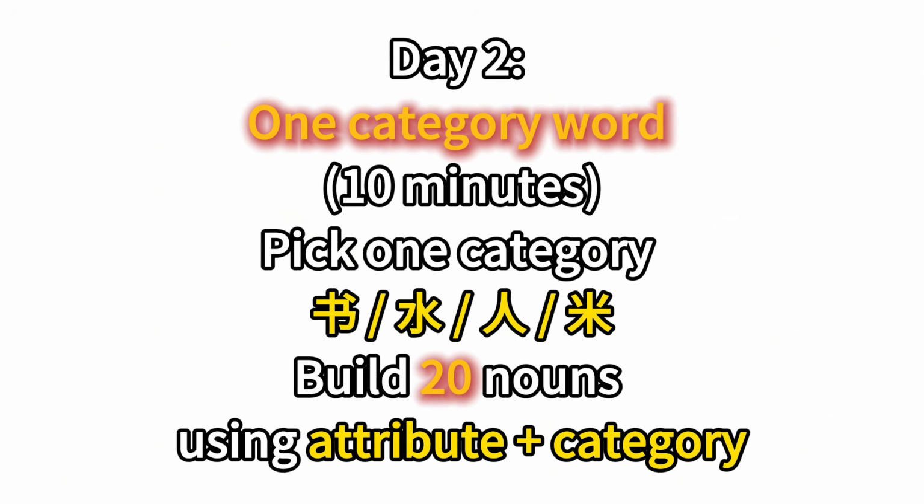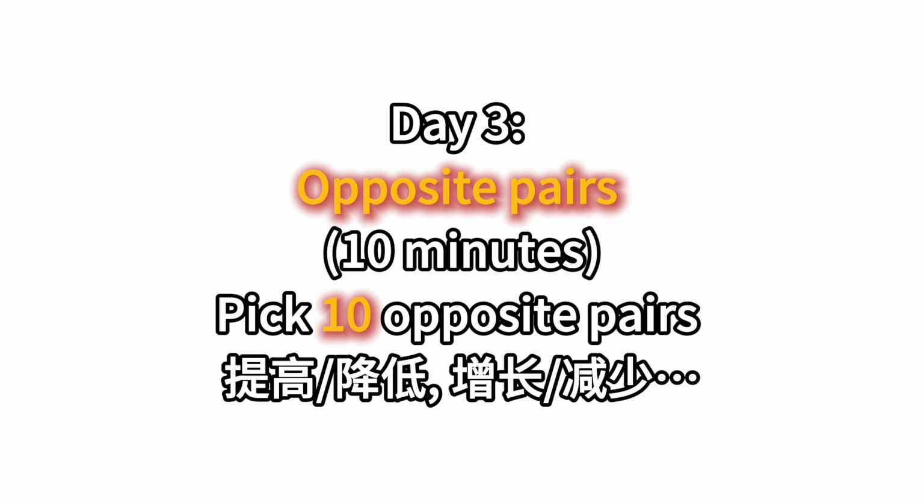And then day 2, one category word. Pick one category like 书, 水, 人, 米. Build 20 nouns using attribute plus category. And then day 3, opposite pairs. Pick 10 opposite pairs like 提高, 降低, 增长, 减少. Say them out loud, then make one short sentence for each. And that's it. Small daily repetition beats one day of motivation every time. So yes, learning Hanzi and Chinese vocabulary has patterns. There are tracks to follow.